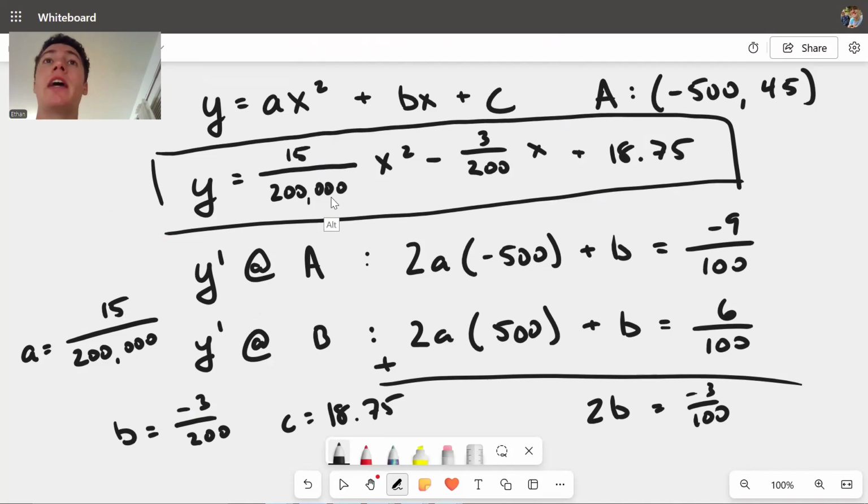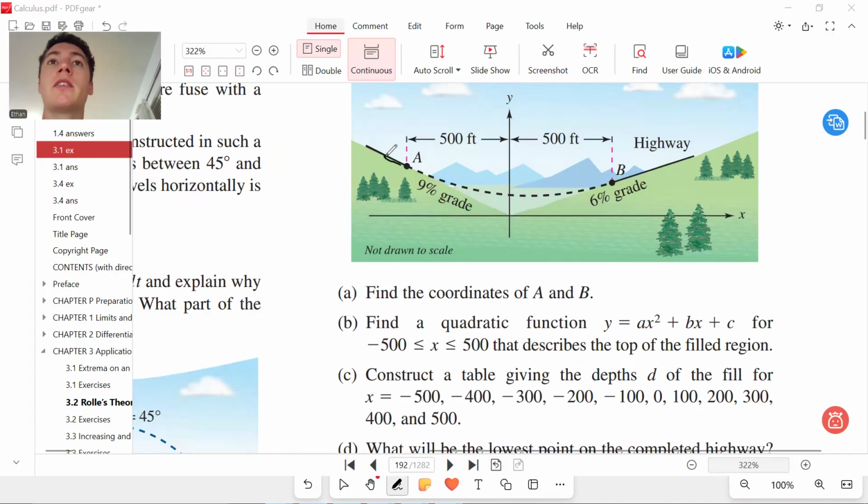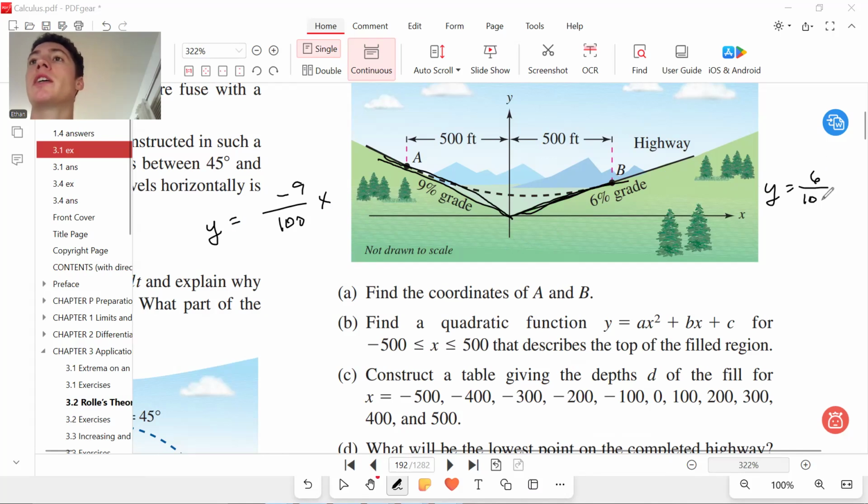That's our road height. Our hill height, well, this is just a really simple linear function where our slope is negative 9 over 100, and our y-intercept is 0. So that function is just y equals negative 9 over 100x. And our hill height here is also a really simple linear function, y equals 6 over 100x. So we have a way of getting our road height and our hill height. And now it's just a matter of plugging that in.